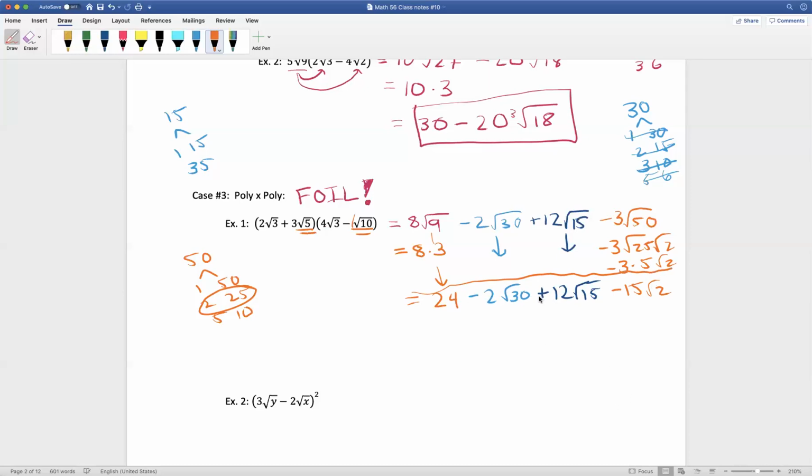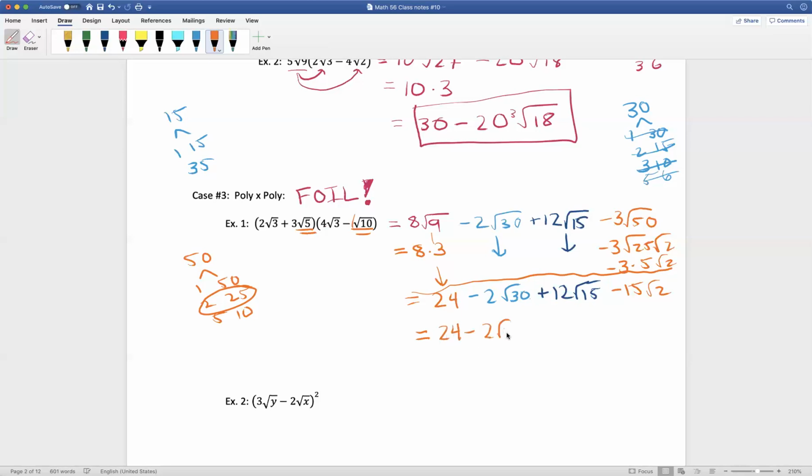Now notice we're left with sums and differences. The last thing you want to do is ask yourself, can I combine any of these? Are any of these like terms? Go back and think about addition and subtraction. What does it mean to add and subtract radicals together? We can only combine them if the radicand is the same. Here's a radical 2, here's a 15, here's a 30, and this one doesn't even have a radical. None of them are the same, so we can't combine them.